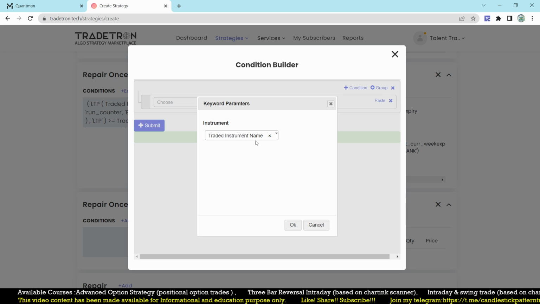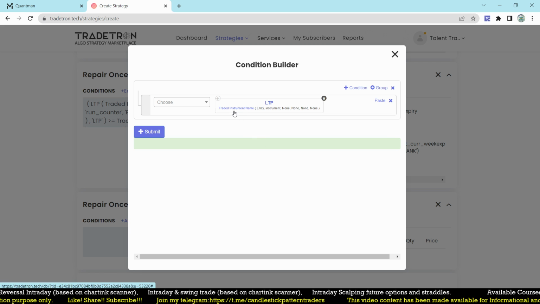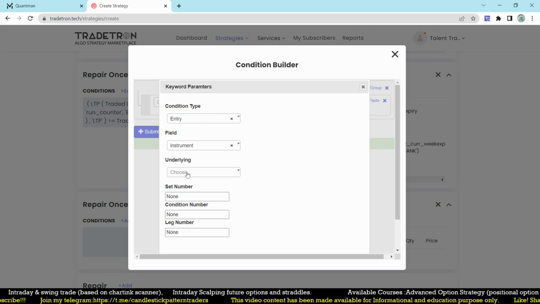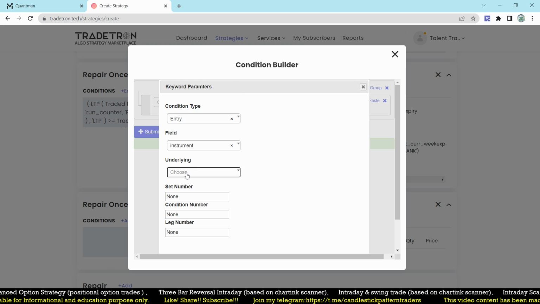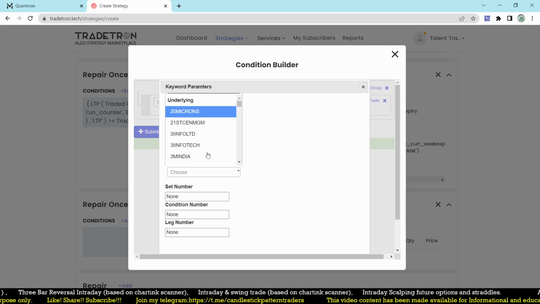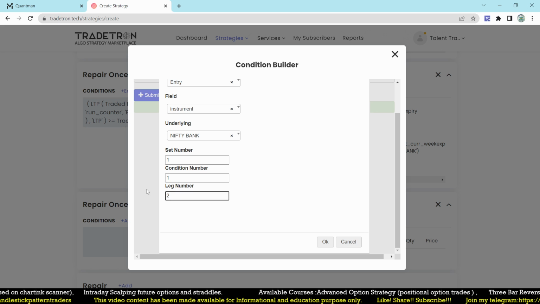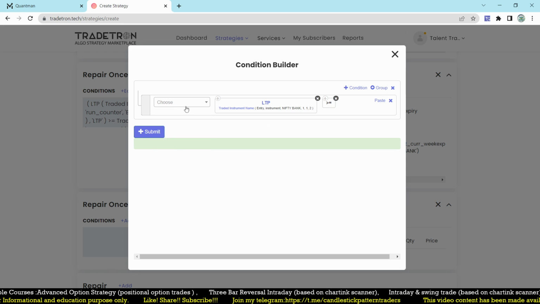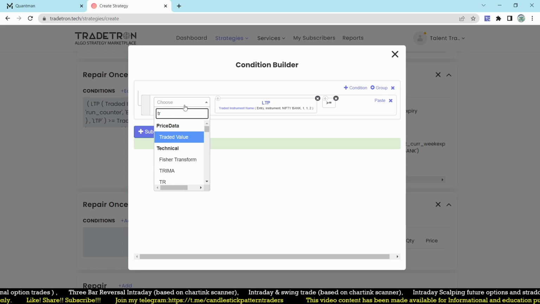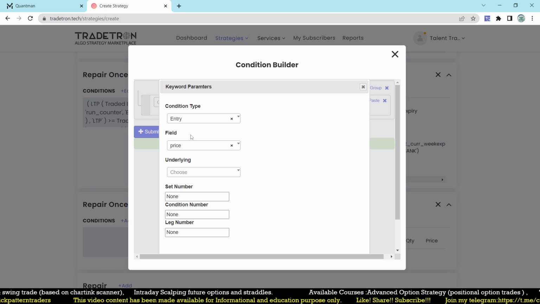So traded instrument, LTP of traded instrument, an entry instrument Nifty Bank, the bank that we are going to focus. Okay, and here set number 1, condition number 1, and leg number 2, the second leg, which is a put option. Here also the condition is traded instrument name, so that we get the price of that particular option where it is traded.